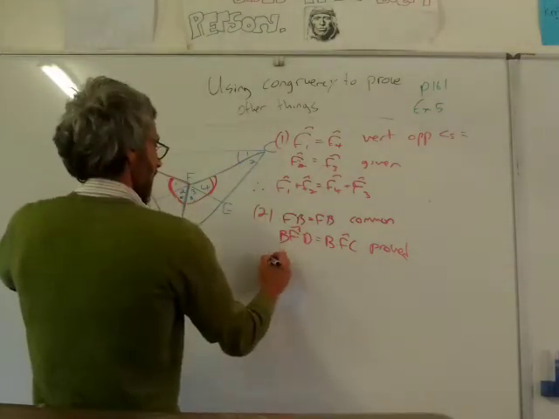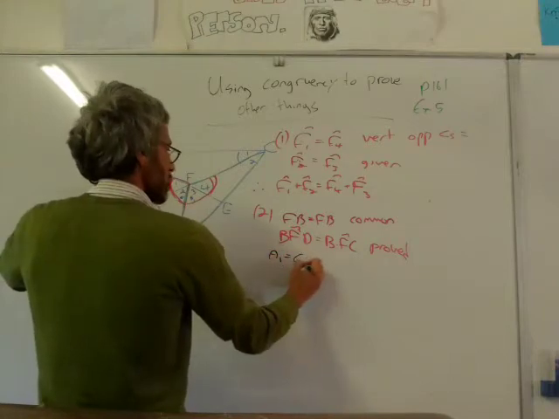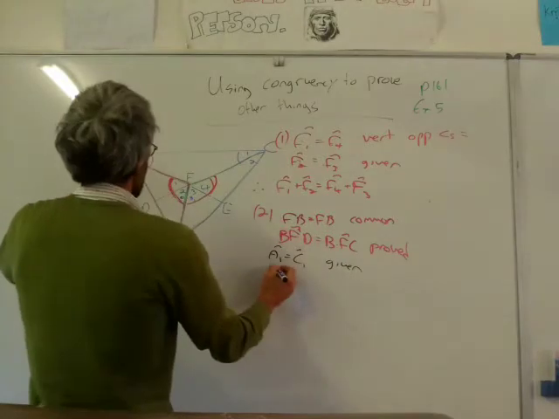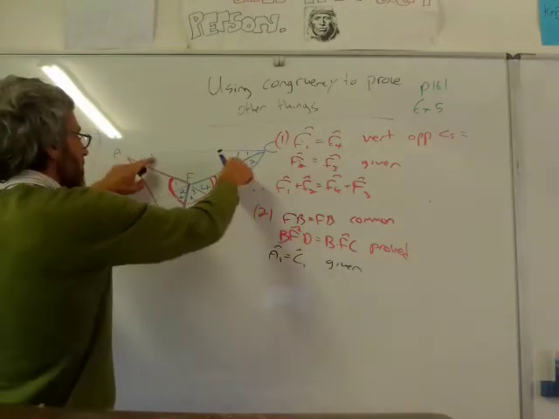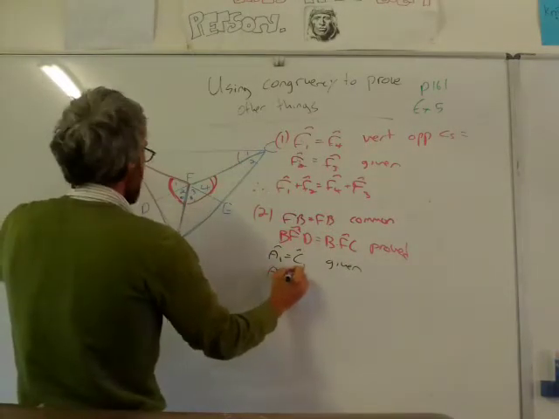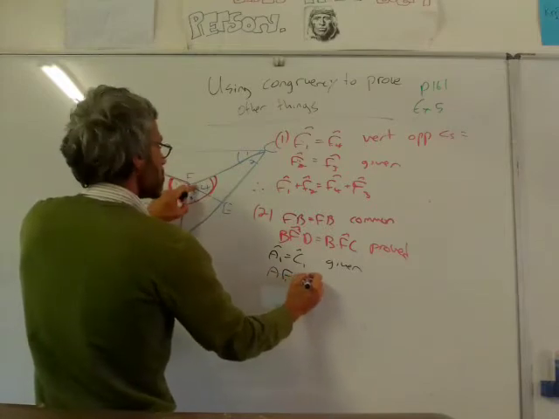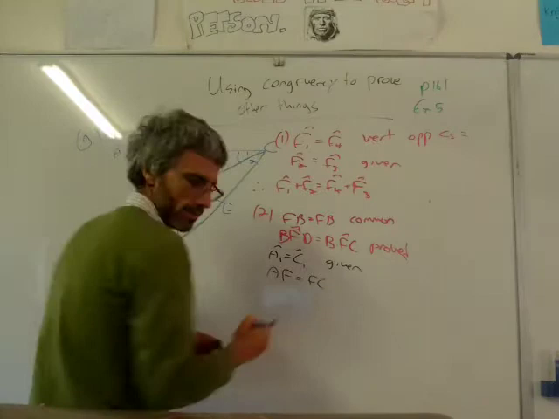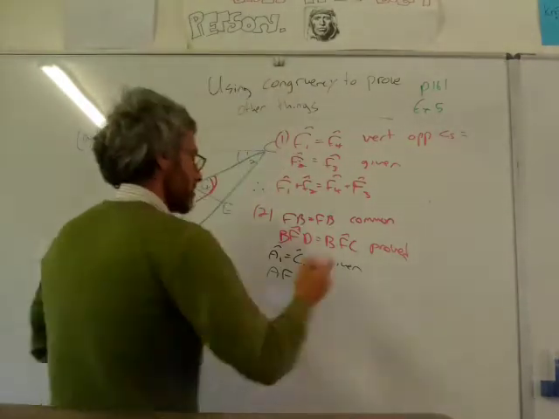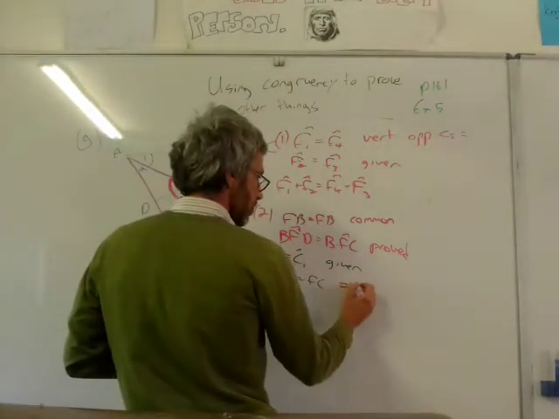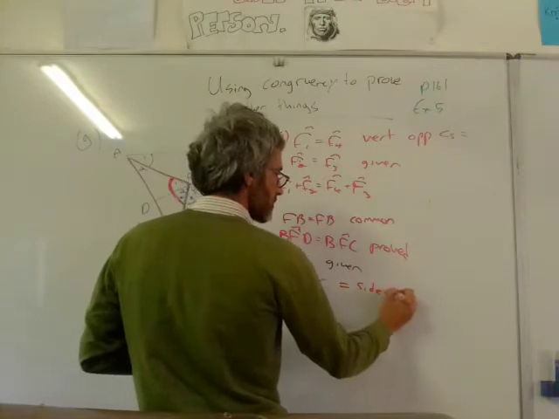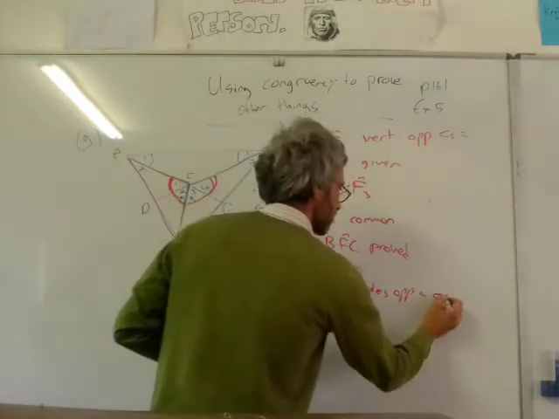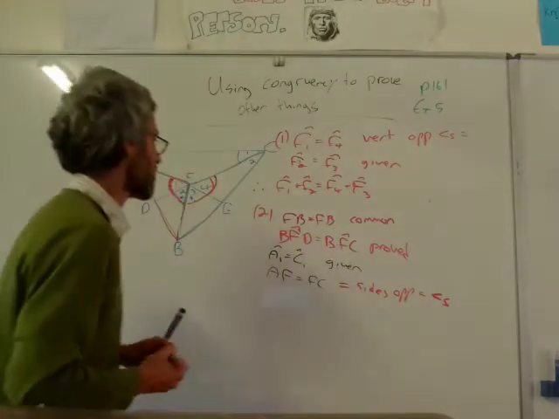I'm going to write A1 equals C1. That's just given. And then I can write, if these two angles are equal, then AF equals FC. And I've got to write down the reason. Should have used the red. Equal sides opposite equal angles. Alright, so now I've got a side.